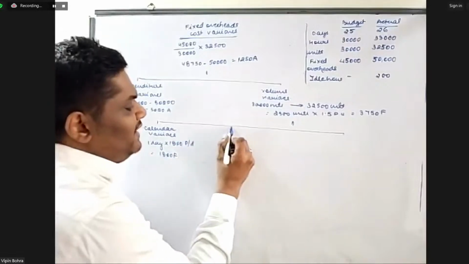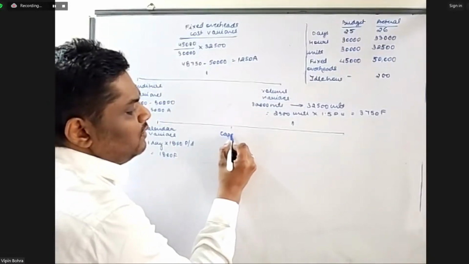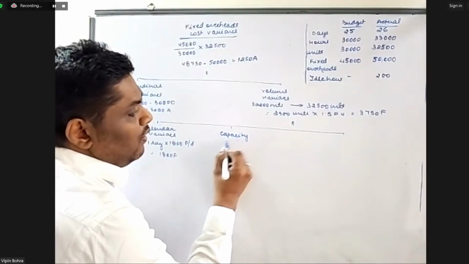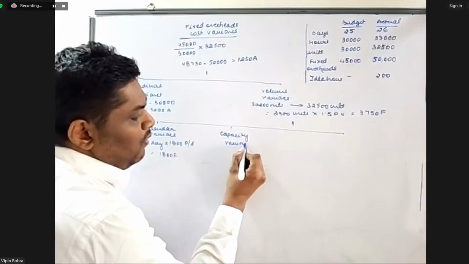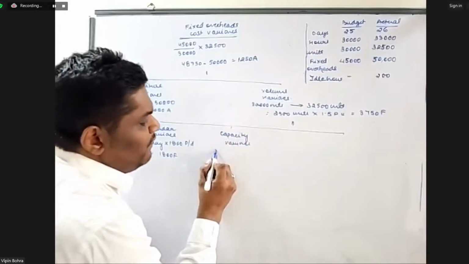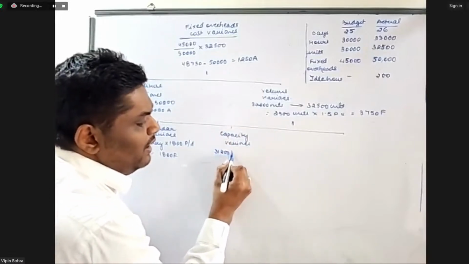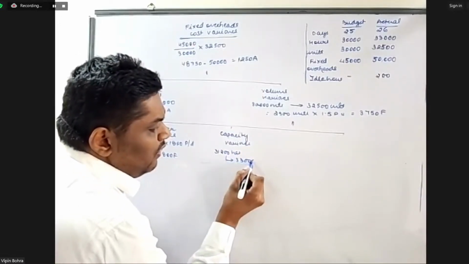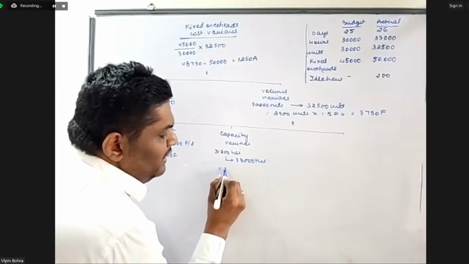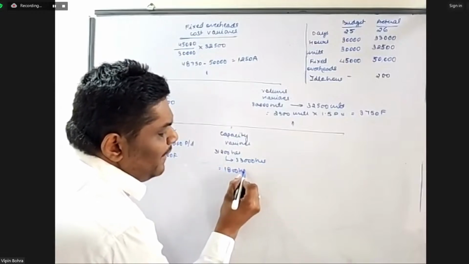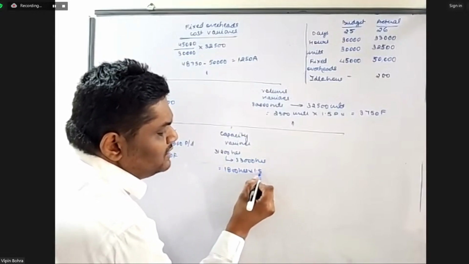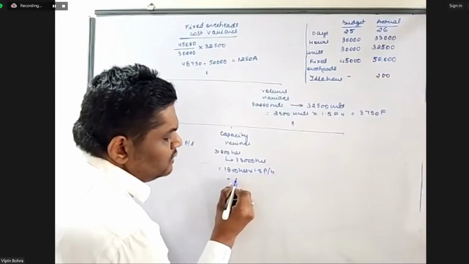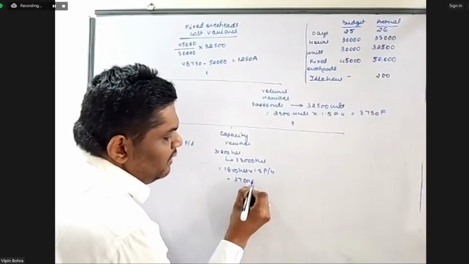In capacity variance also no change. We were supposed to work for 31,200 hours. We worked for 33,000 hours. So 1,800 hours we worked above our capacity into the rate per hour, that is 1.5 per hour. So this will be 2,700 favorable.